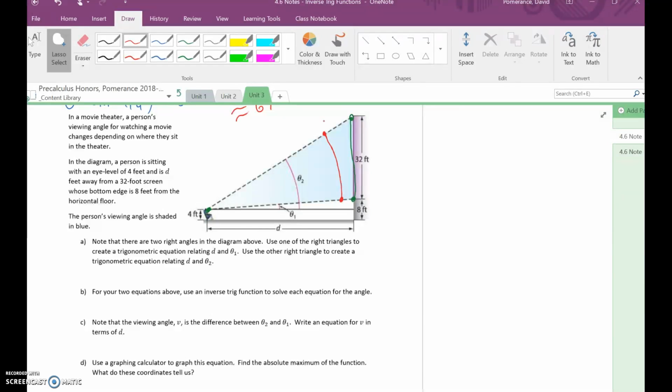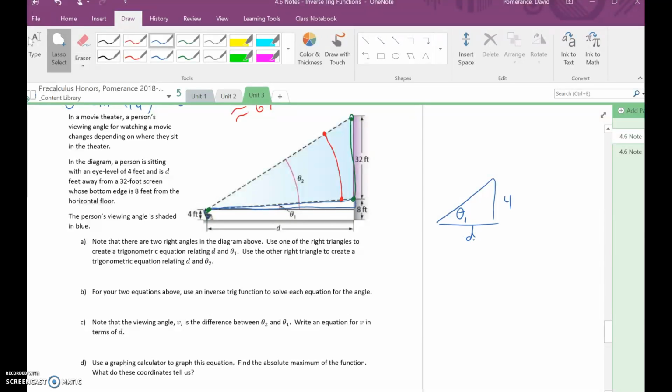Note that there are 2 right triangles in the diagram above. We're going to use one of the triangles to create an equation with D and theta 1. Well, that's that really skinny triangle right here. It's hard to draw, it's so skinny. It's got a right angle in there, so it's SOHCAHTOA that we're talking about here. And we can see that theta 1 is opposite 4 feet. Let's draw that a little bit more clear. This is my skinny angle theta 1, and this is a distance of D.